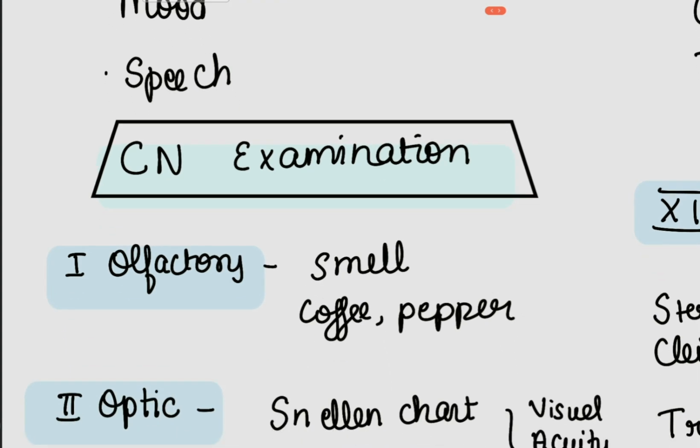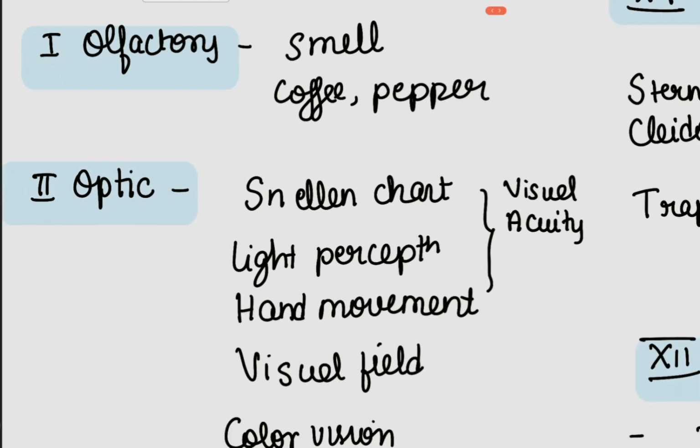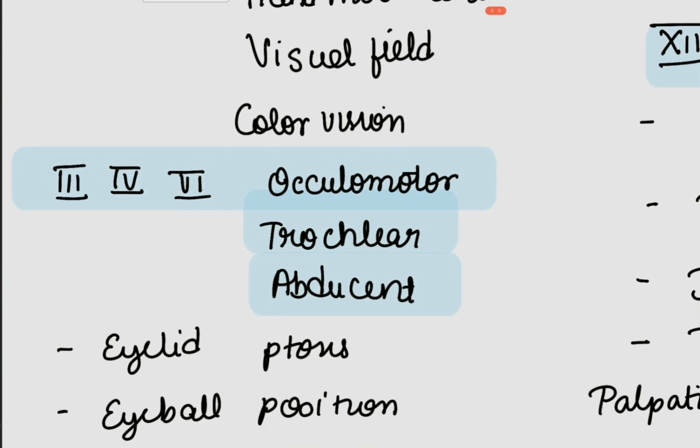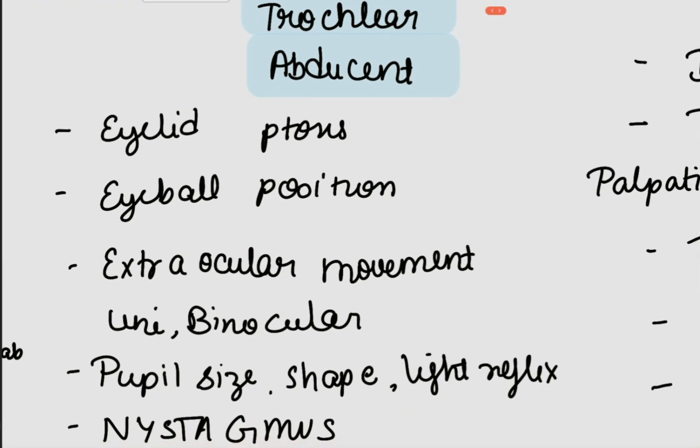Then cranial nerve examination. First nerve, olfactory nerve, smell. So coffee, pepper. We'll use other things to distinguish smell. Then we have optic nerve: light perception, hand movement, visual field. Then 3, 4, 6: oculomotor, trochlear, abducens. Eyelid, look for ptosis; eyeball, look for the position, extraocular movement, uniocular, binocular; pupil size, shape. Pupil size is important here. Then shape, light reflex, nystagmus.